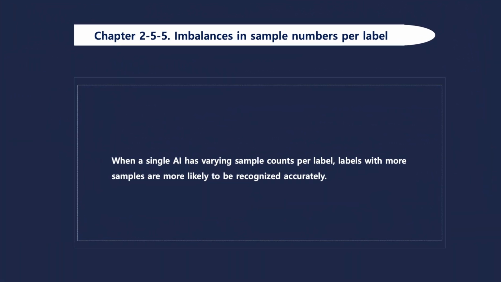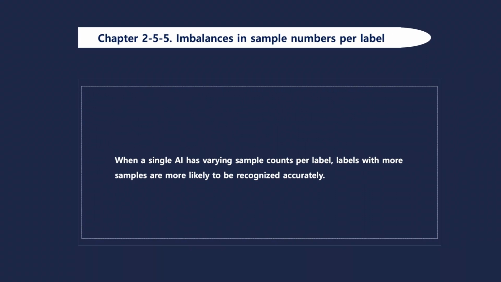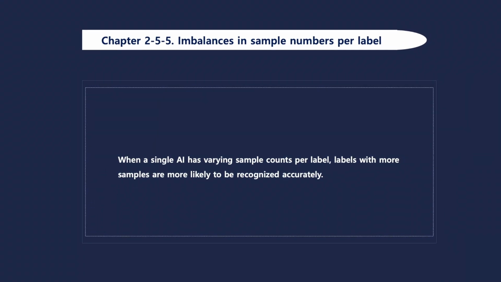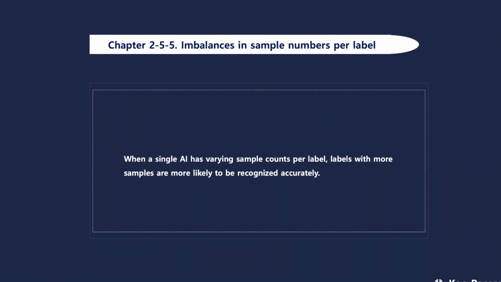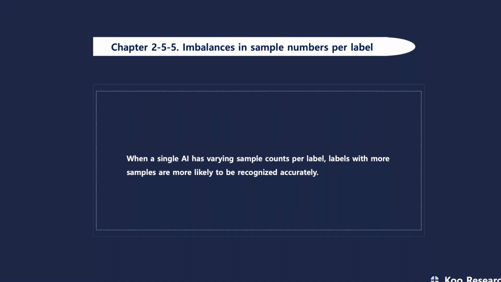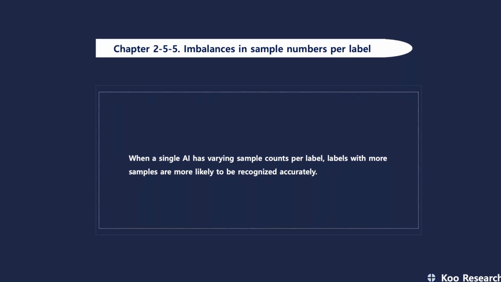Chapter 2 to 5 5. Imbalances in sample numbers per label. When a single AI has varying sample counts per label, labels with more samples are more likely to be recognized accurately.